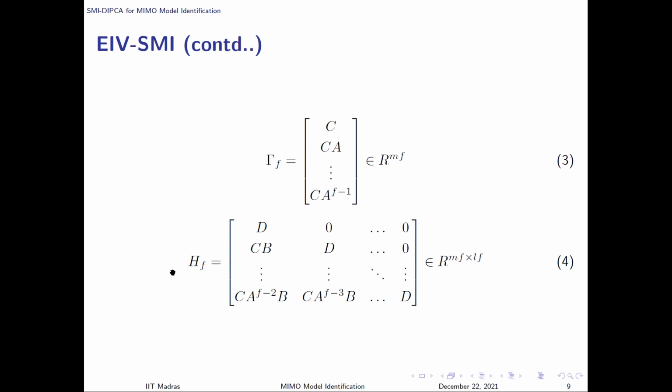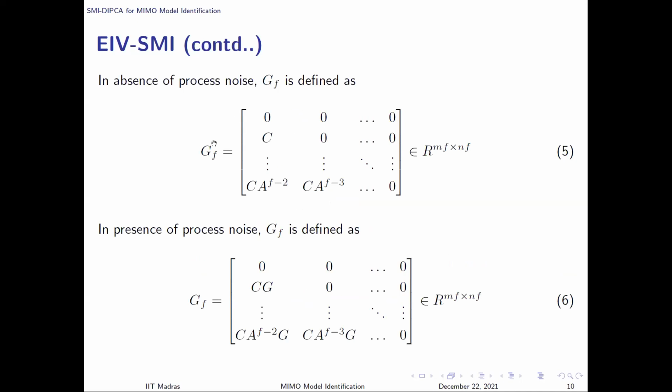Whereas HF incorporates D, C, and B, the direct influence of U on Y, and also the influence of U on the state vector, which is defined by B, and so on. And A also plays a role. So these are the matrices gamma F, HF, and GF also turns out to be like this, where if there is no process noise, GF will come out to be like this. And if there's process noise, GF actually turns out to be this.